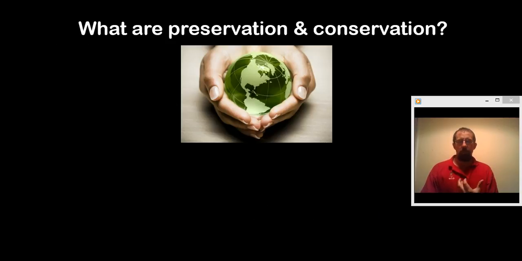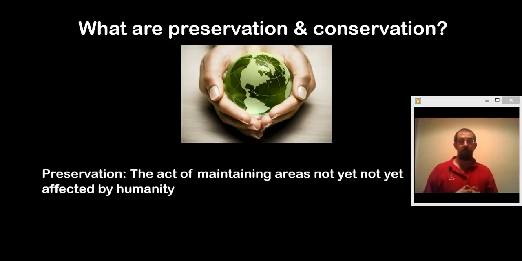So what are preservation and conservation? What is the difference? Well, preservation basically maintains areas that have not been affected by humanity yet, or at least to a limited effect. So you take, for instance, wildlife parks in Africa, where human interaction with the animals is not allowed, where the rangers go around making sure that there is no hunting. These areas are part of preservation, where they're maintaining the state that they're naturally found in as best as can be.